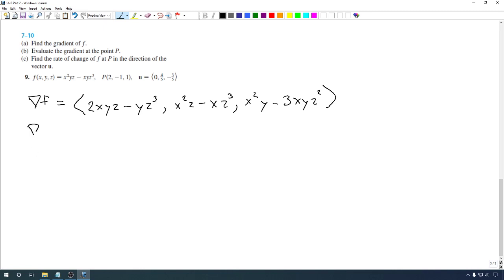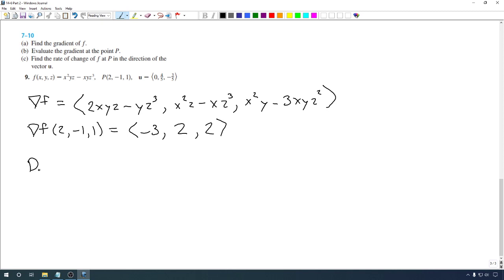We can go ahead and plug in our point of (2, -1, 1), and just put those into these formulas. If we put 2, -1, 1 in for x, y, and z, this first one, which I've already kind of worked out for you, is a -3. The second one becomes a 2, and the third one also becomes a 2. So that's our gradient. We'll give it a little bit more meaning in a moment.